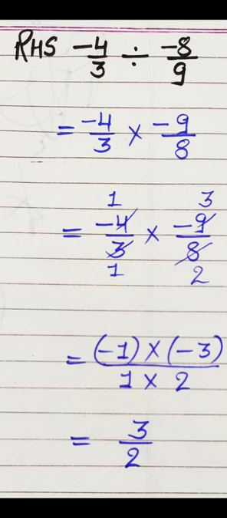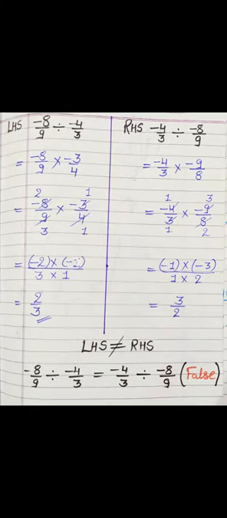So what we are seeing here is that the left hand side value is 2 upon 3, but the right hand side value is 3 upon 2. Both have different values. That means the left hand side is not equal to the right hand side, which means the given statement is false. This shows that in division we can't change the order. It's not necessary that after changing the order we will get the same result.